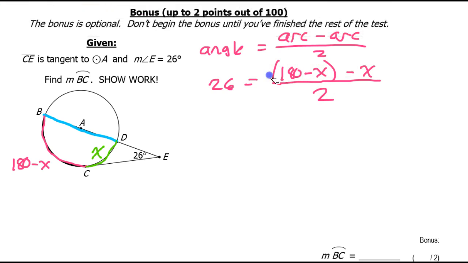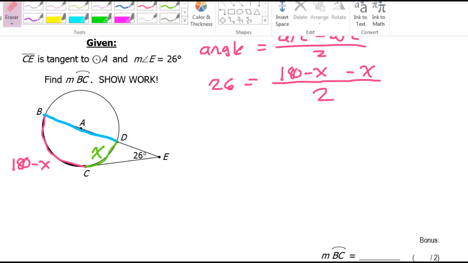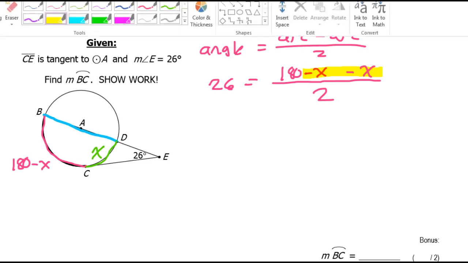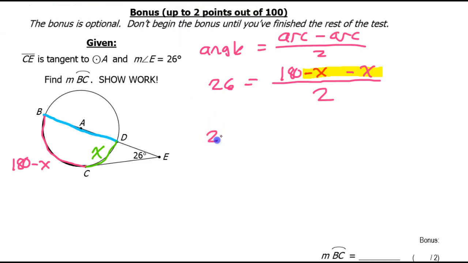I just put it there so you could see big arc minus small arc. So if I can carefully erase these, then you can see I've got some like terms here. Minus x, that's negative 2x. So now what I have is 26 is equal to 180 minus 2x divided by 2.